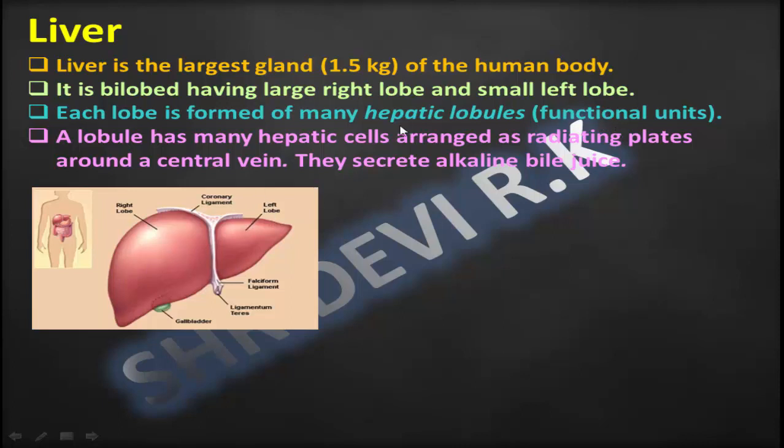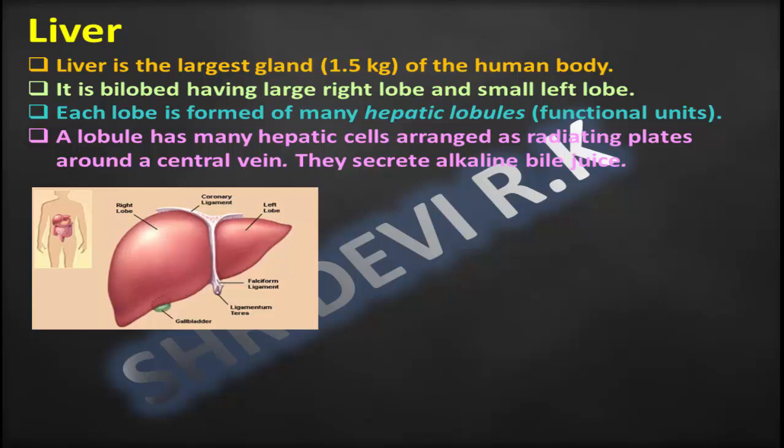Both the right lobe and left lobe consist of hepatic lobules, and hepatic lobules are therefore referred to as functional units. Name the functional units of the liver, or among the following, which functional units of the liver are correctly mentioned? The answer is hepatic lobules. Both the right lobe and left lobe of the liver are made up of hepatic lobules.